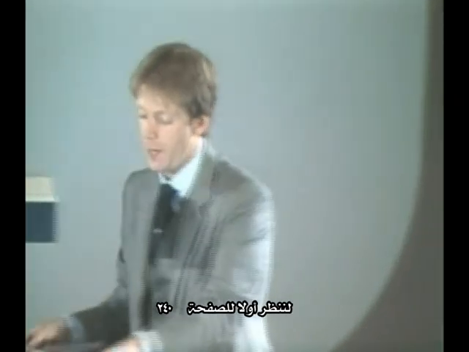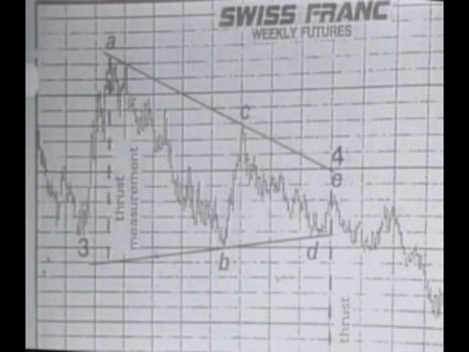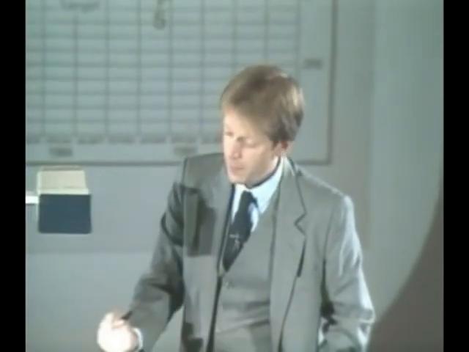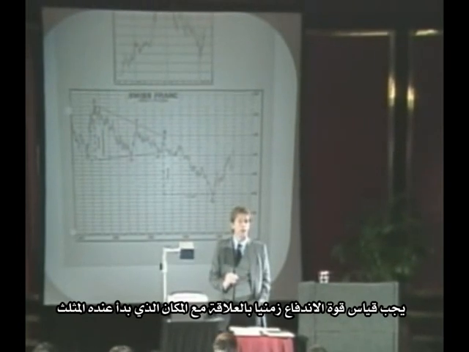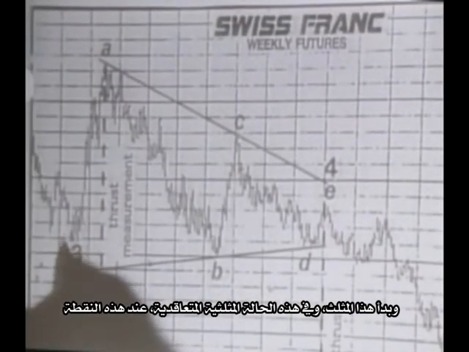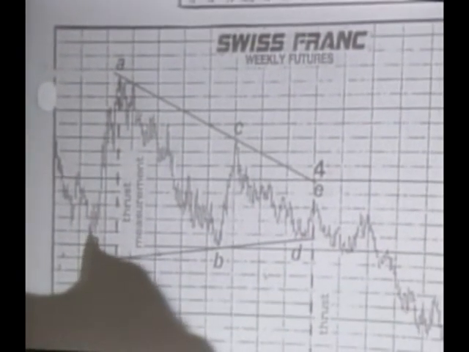Let's first take a look at page 240. This is a chart of the Swiss franc. Who can tell me what's wrong with the way the thrust measurement is drawn on this picture? We didn't go back to the start. Exactly. Thank you. Thrust must be measured time-wise relative to where the triangle began. And this triangle began, in this case, since it's a contracting triangle, at this point.